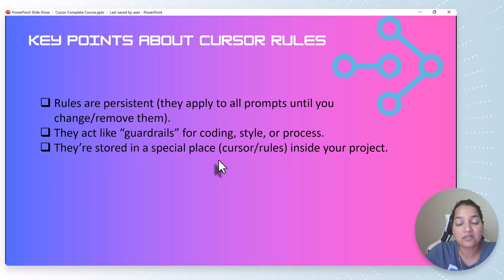Rules are persistent. They apply to all prompts until you change them or remove them. Okay, so that is important. They act like guardrails for coding, style, or process. So if you wanted to set up some guardrails, you wanted some rules to be followed, you define them under the cursor rules, and every prompt you write, they will run those rules behind the scene.